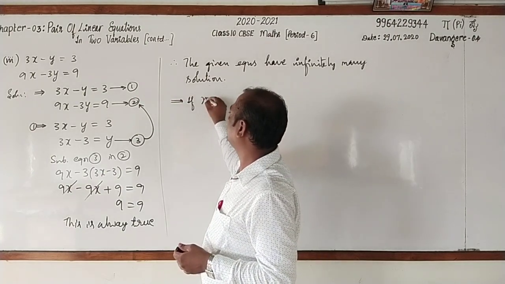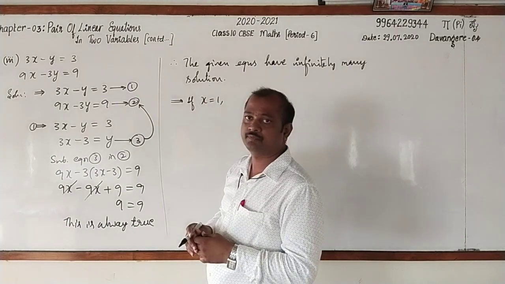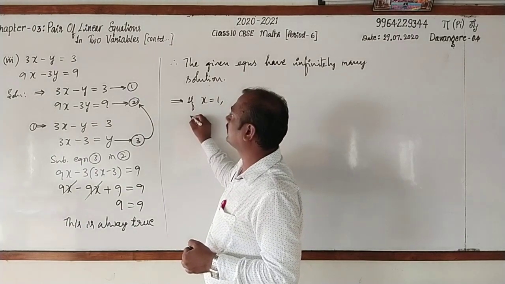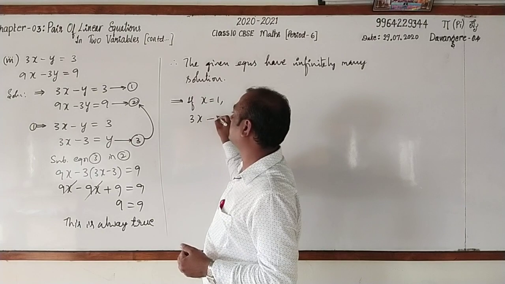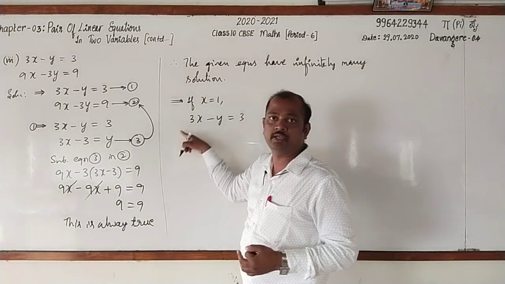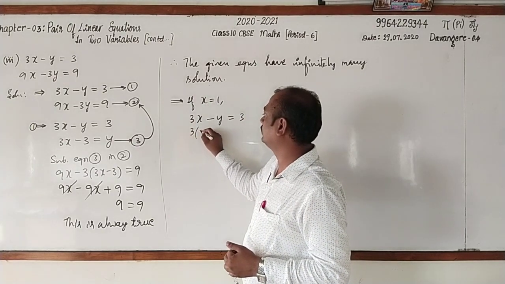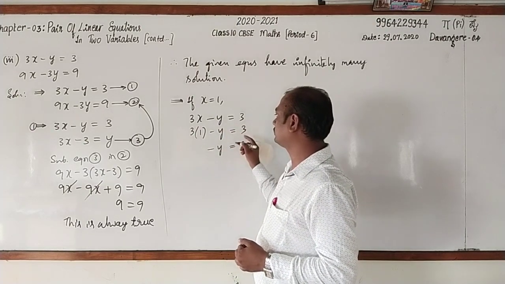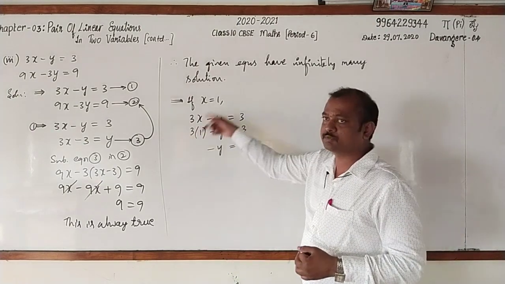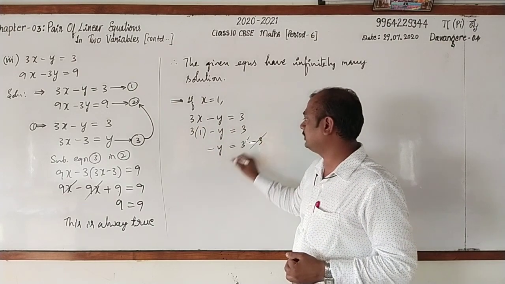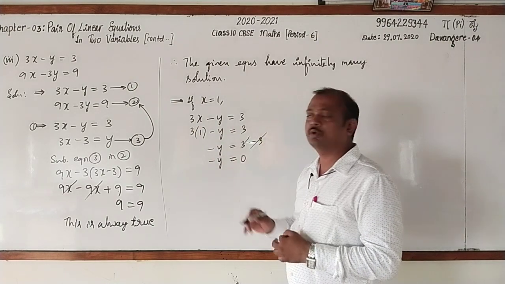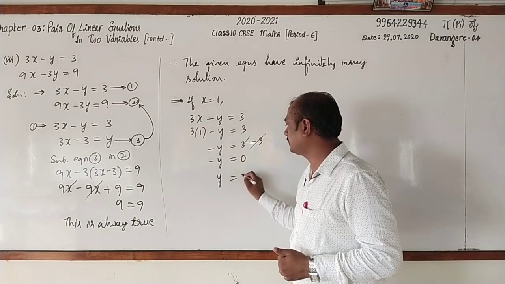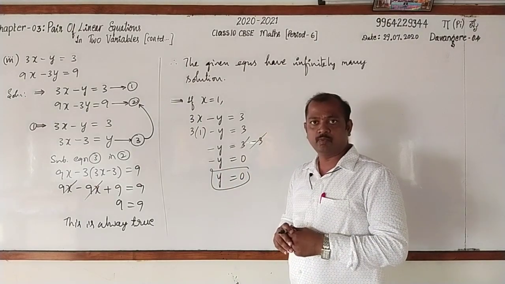Suppose if x equal to 1, then we can write 3x minus y equal to 3. Substitute 1 in place of x. 3 into 1 minus y is equal to 3. Minus y is equal to 3. 3 ones are 3. Transfer this to the right hand side. Minus 3. Both get cancelled. Minus y equal to 0 is nothing but y equal to 0.